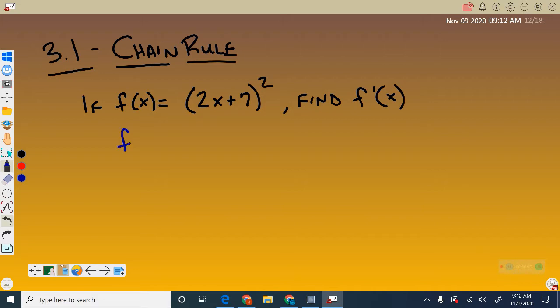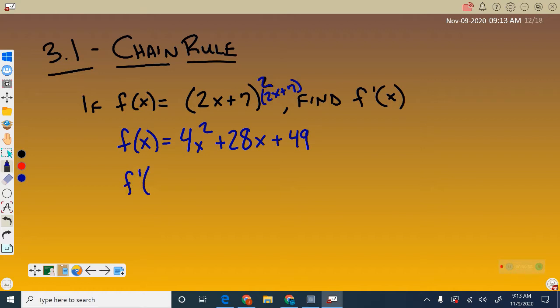Well, I could rewrite. I should always try to rewrite a problem first to make it look easier if I can. (2x + 7) squared is just 2x + 7 times itself, 2x + 7. I could FOIL out. It would become 4x squared, plus 14x plus another 14x, and then plus 49. That's a really easy simplification. So then I can now take my derivative properly and get 8x + 28. Okay, not too difficult, right?